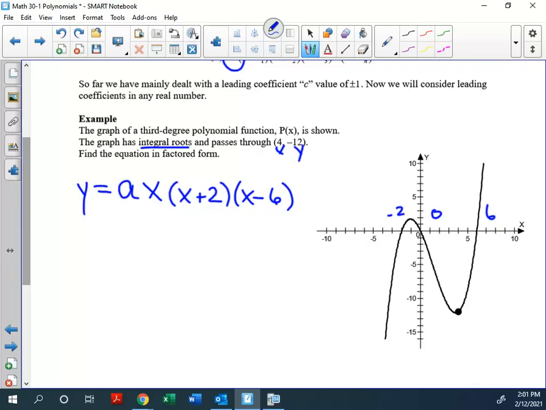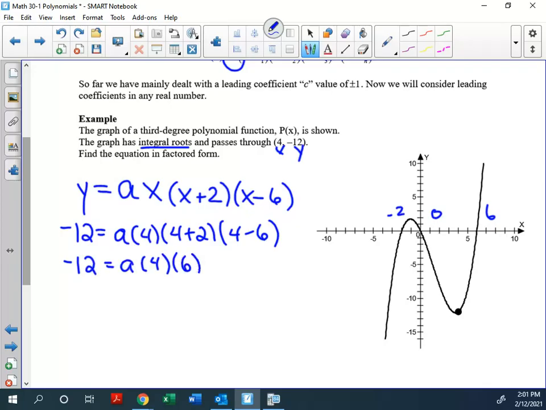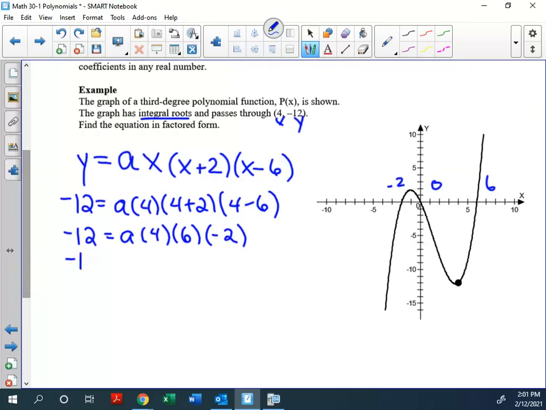Well, if I gave you a point, what did I give you again? x and y. If I plug in x and y, the only thing I don't know is a. Substitute all your x's for 4, substitute your y for negative 12. Clean it up. Let's see here, that's going to be 4 times 6 times negative 2. 4 times 6 is 24. 24 times negative 2 is negative 48. So I've got negative 48a equals negative 12, giving me an a value of 1/4.